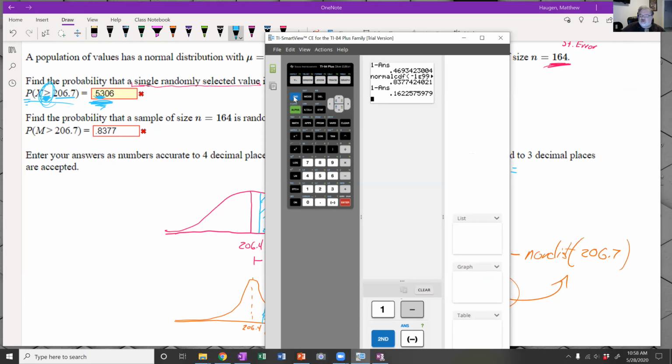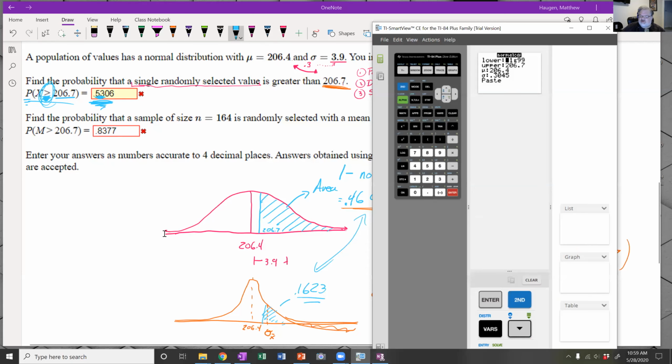So I went to, and there are options with how to put it in, but I went to the normal CDF. So the normal cumulative distribution function. We never use that PDF for normal distributions. And by default, it does the lower bound of negative everything to the upper bound. And we could change that, but I don't like to. It's just because I'm so used to the up and down tools.